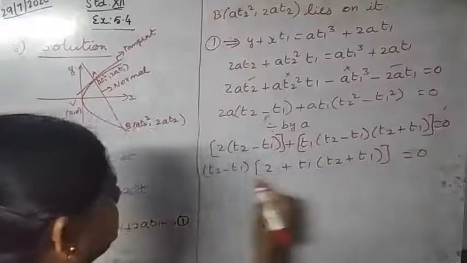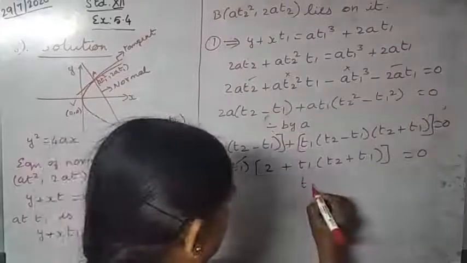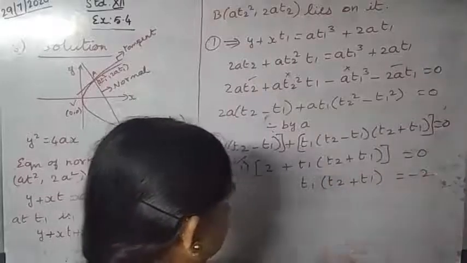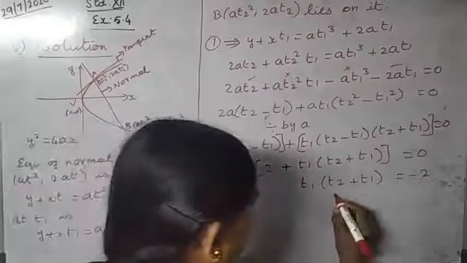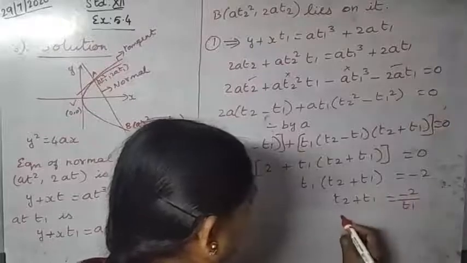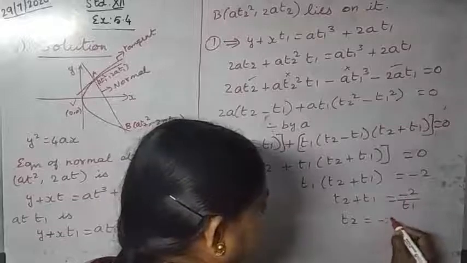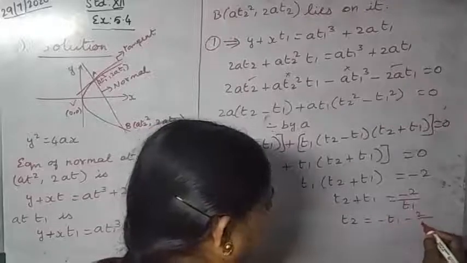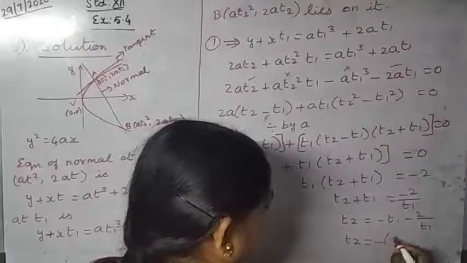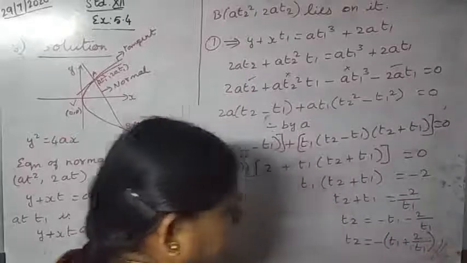If I bring this term this side, it becomes 0, so cancel. Now first bring this to that side. So T1 into T2 plus T1 is equal to minus 2. Then bring this T1 that side. So T2 plus T1 is equal to minus 2 by T1. Therefore T2 is equal to, bring this minus T1 this side, minus T1 minus 2 by T1. Now take minus as common, minus of T1 plus 2 by T1. Hence proved. Thank you all.